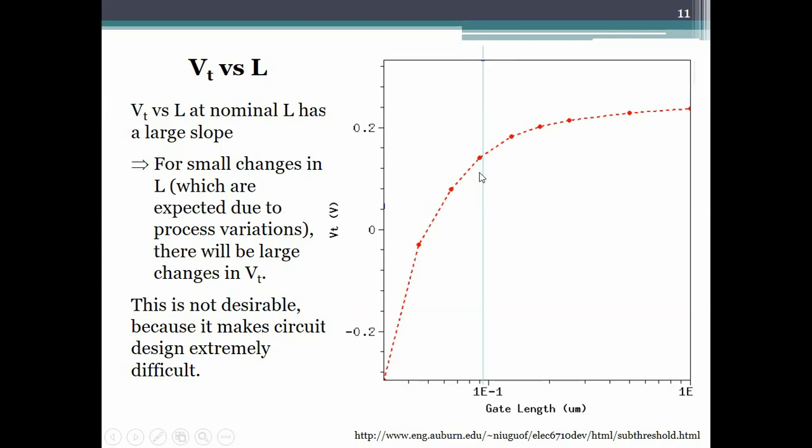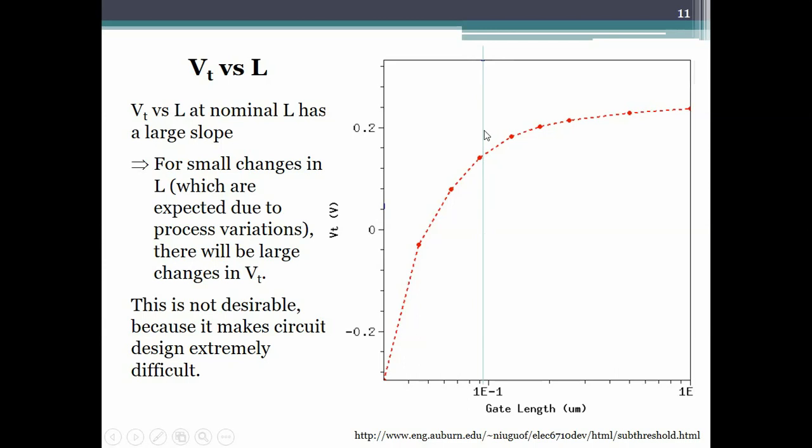Now there is a problem with this Vt versus L behavior. Actually this is not necessarily a very illustrative figure, but there is a slope here. So this line I have shown as the nominal channel length. So this is the channel length at which most of the MOSFETs would be built.